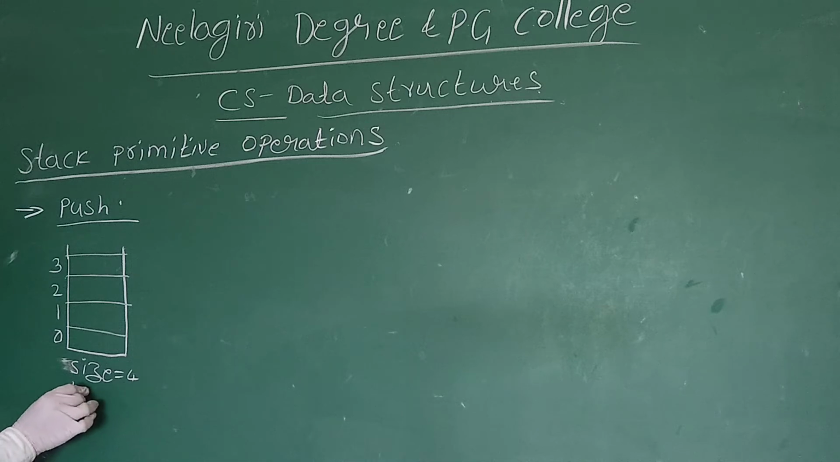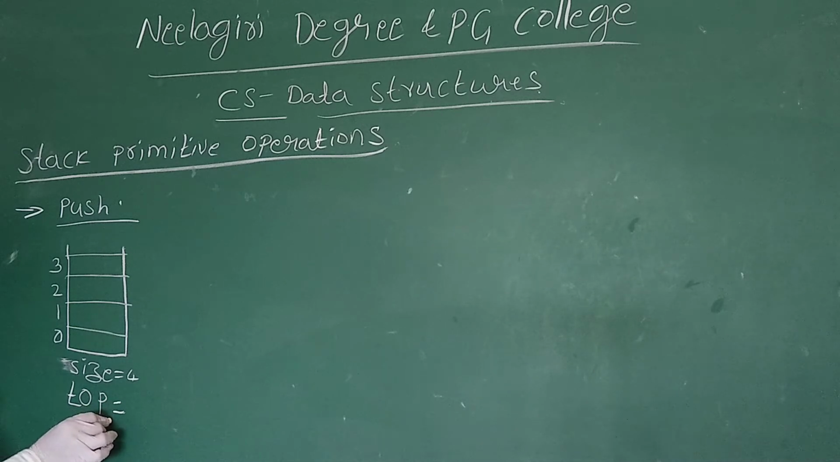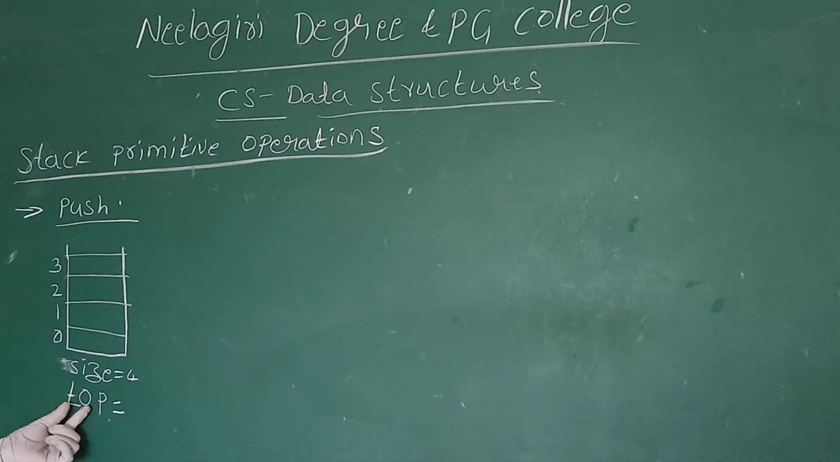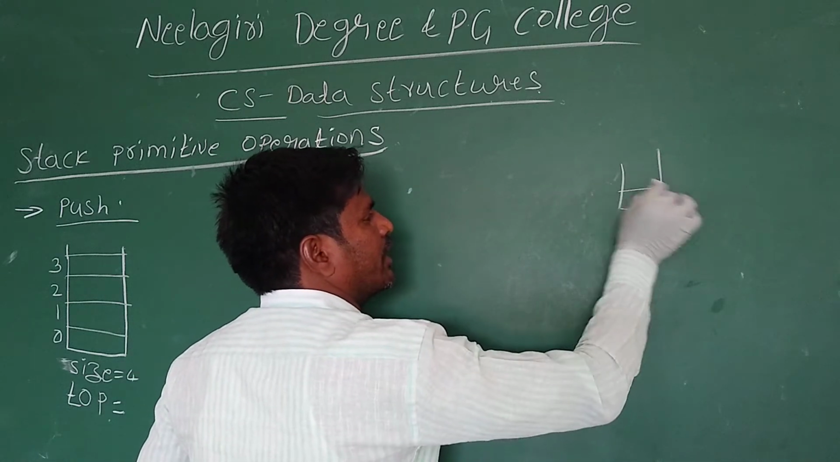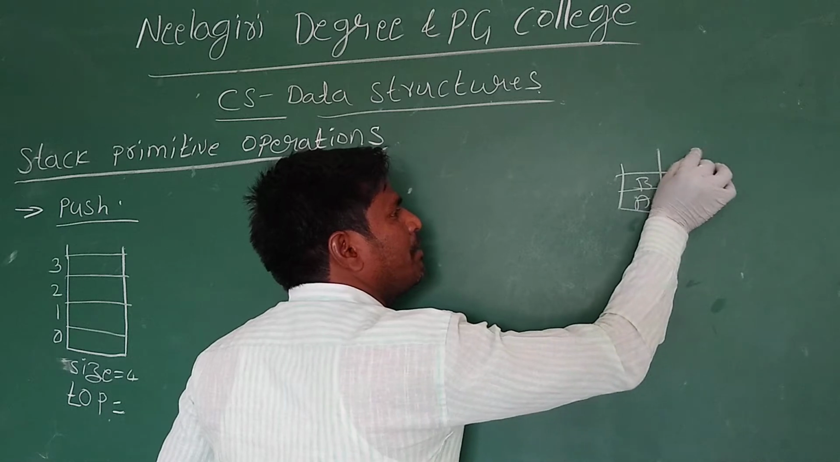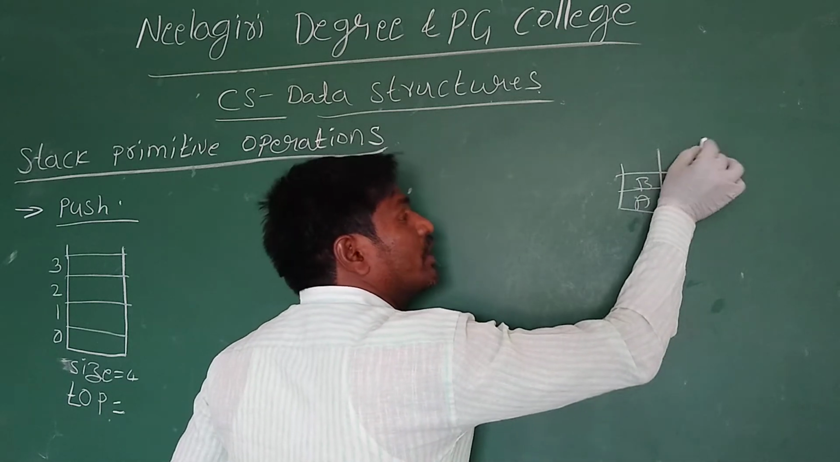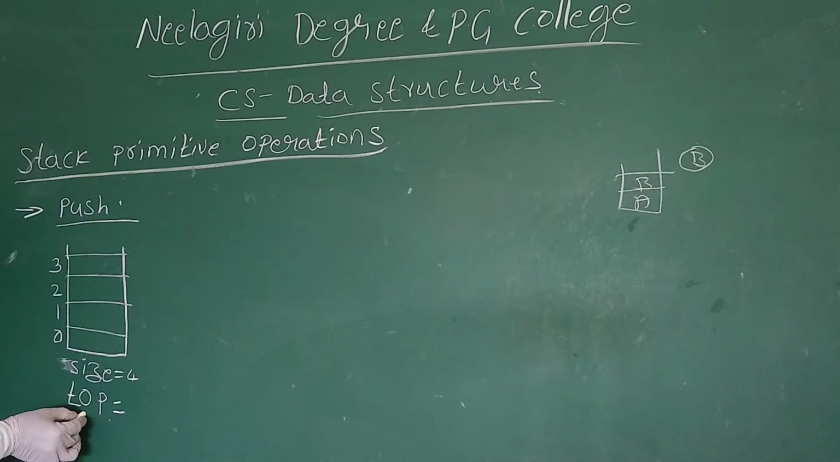Initially, we have to maintain an element called top. It will point to the topmost element, that is, the location of the topmost element. See, for example, if you take this one, A, B. What is the topmost element? B. What is the location of B? That is maintained by using top.